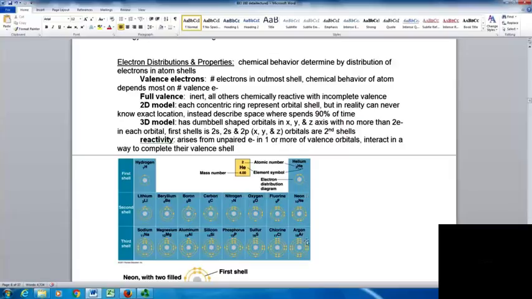Here on the far right, all of these have a full valence. They're called the noble gases or inert gases because they have everything they want. They're not going to be very reactive.